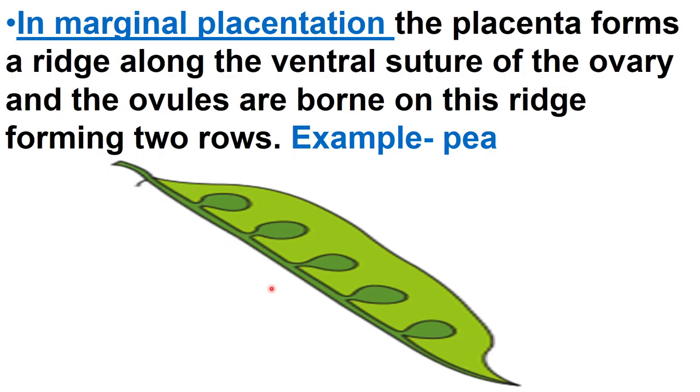An example of this type of placentation is found in pea. Here you can see this pea pod, and this is the ventral suture of the ovary where the placenta is present, and these are the ovules. The pea seeds that you eat are ovules attached to the placenta, and this is called marginal placentation because the ovules are attached at the margins, you can see.